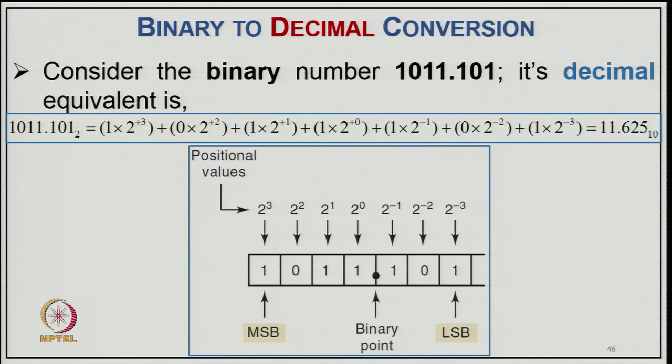Here you can see in between we have the binary point, and this digit of 2 to the power minus 3 we call the LSB, least significant bit, and on the left side, this 2 to the power 3 is the most significant bit, which you can call the MSB.